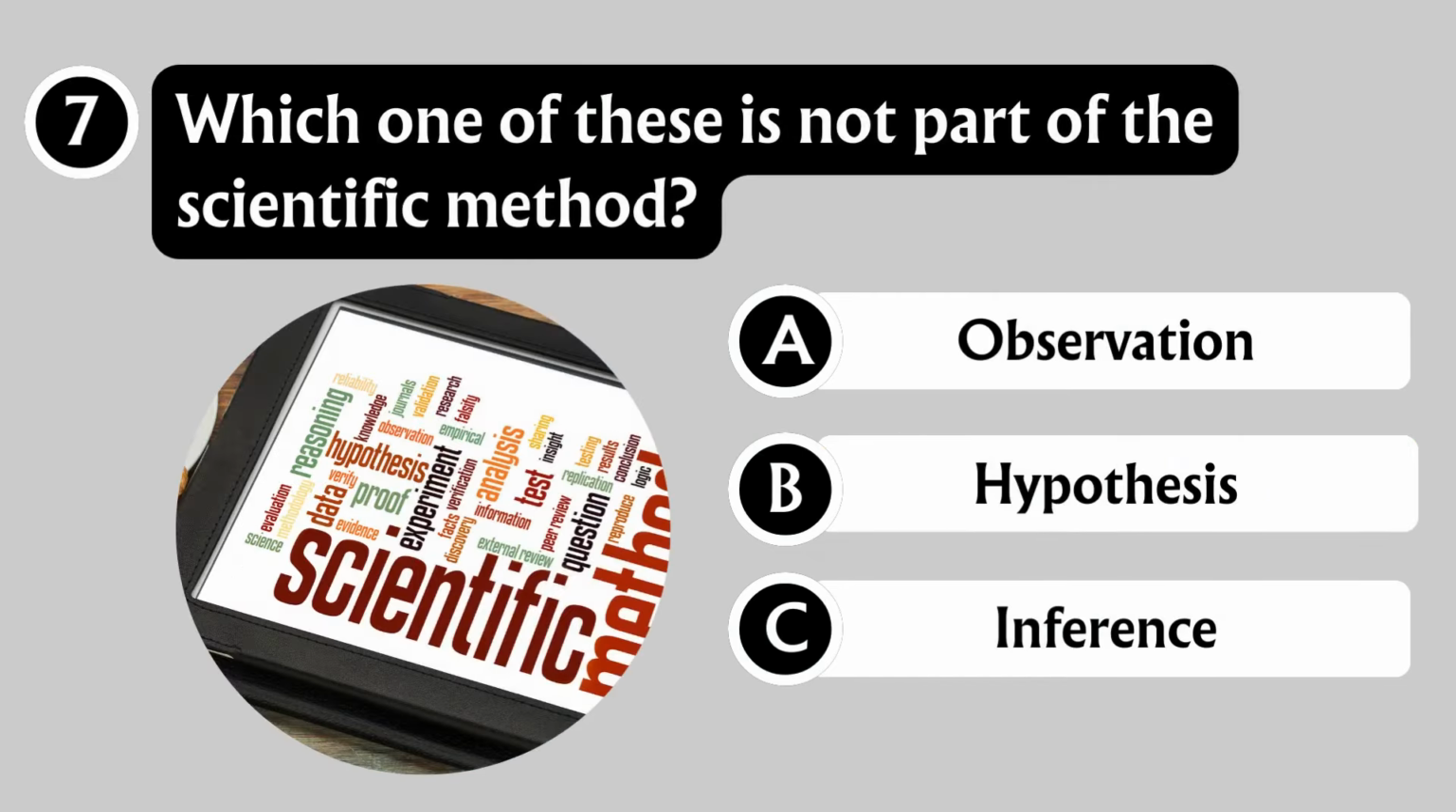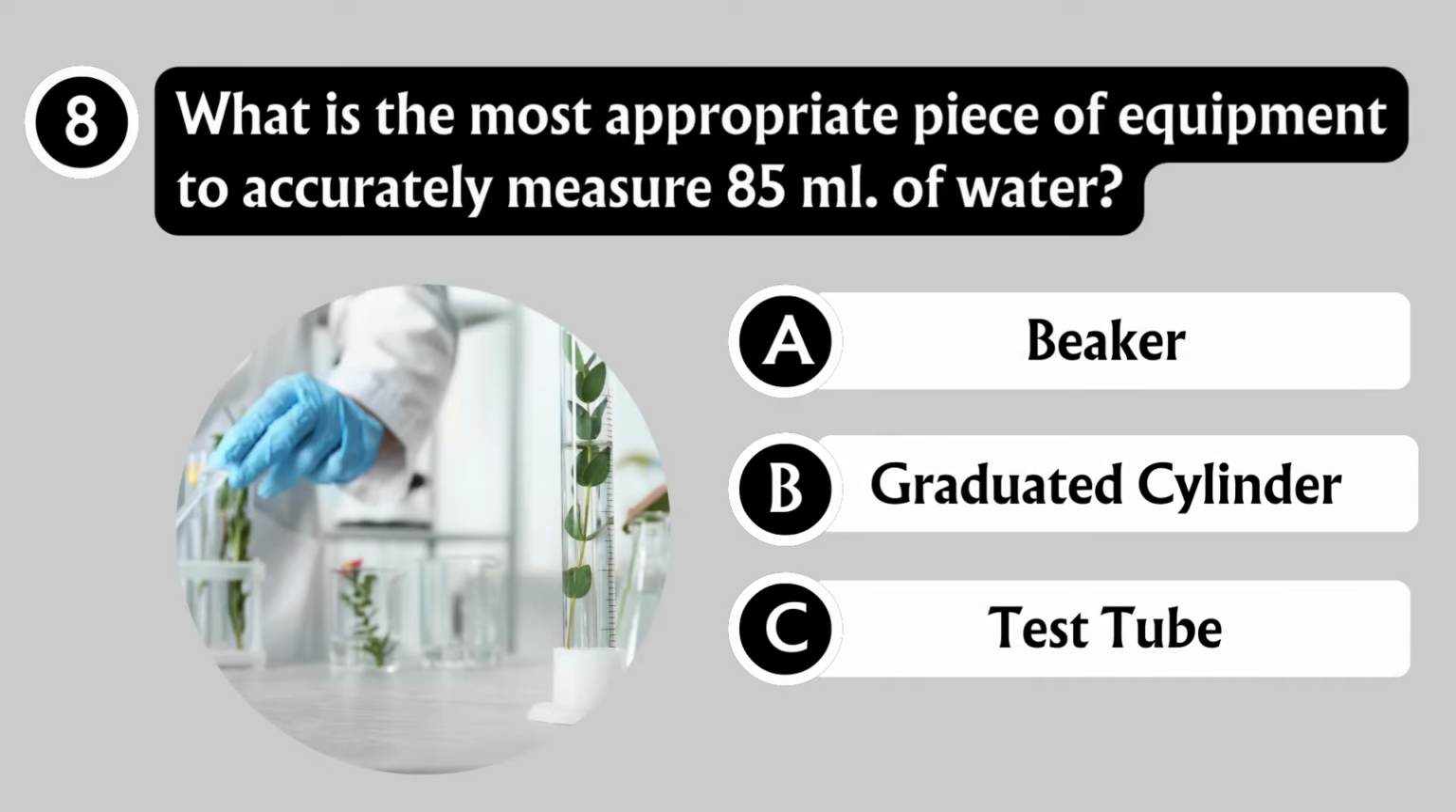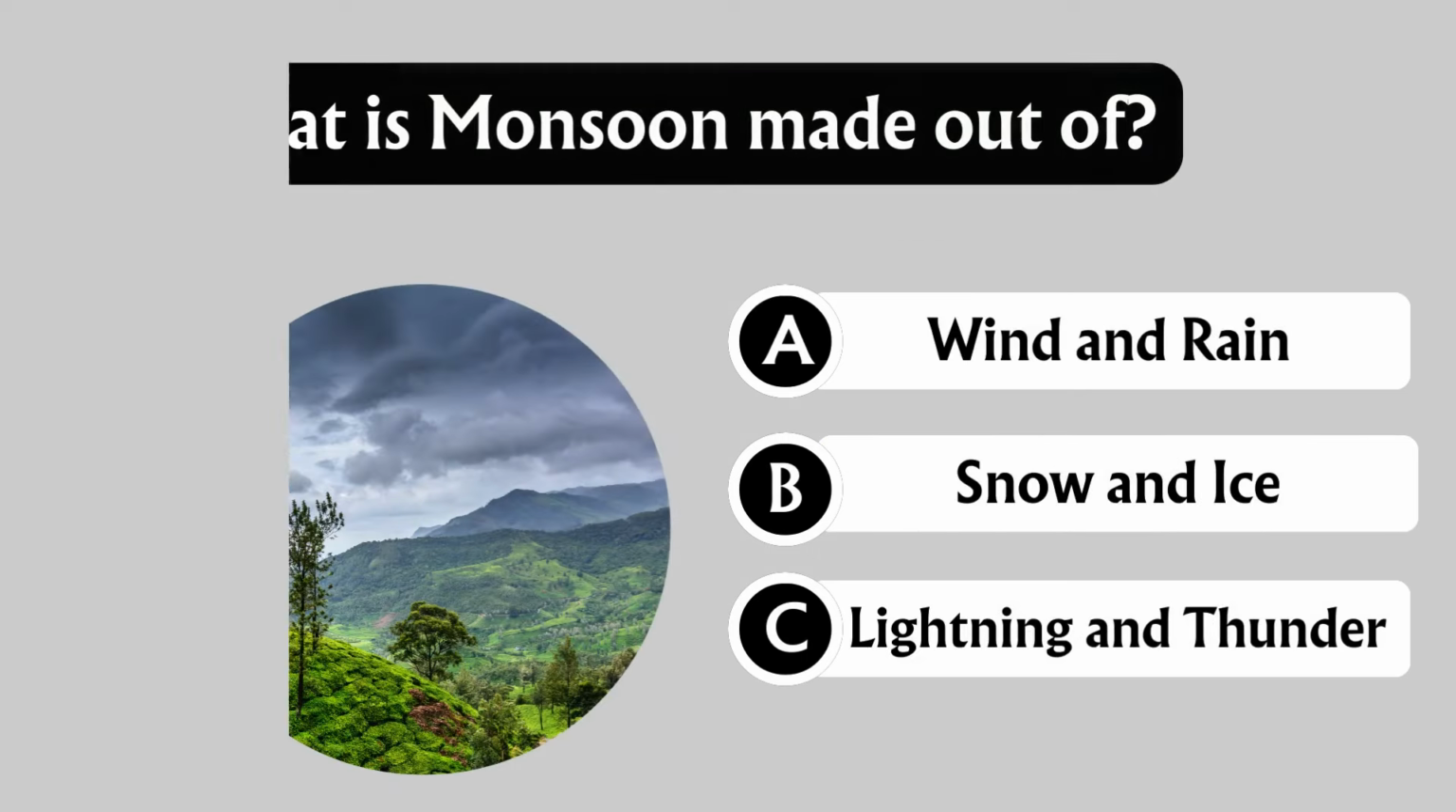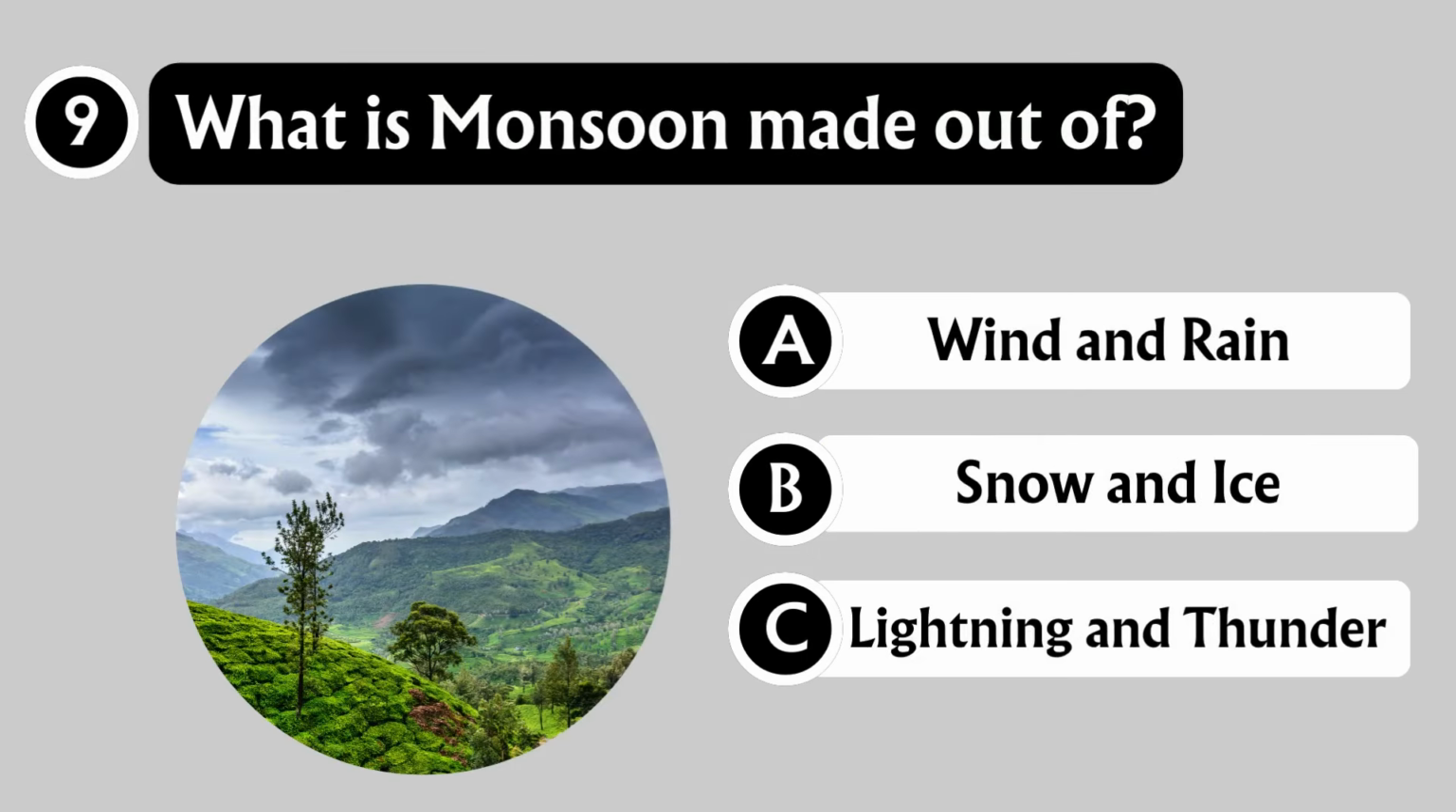Which one of these is not part of the scientific method? Observation, hypothesis, inference. Inference. What is the most appropriate piece of equipment to accurately measure 85 milliliters of water? Beaker, graduated cylinder, test tube. Graduated cylinder.